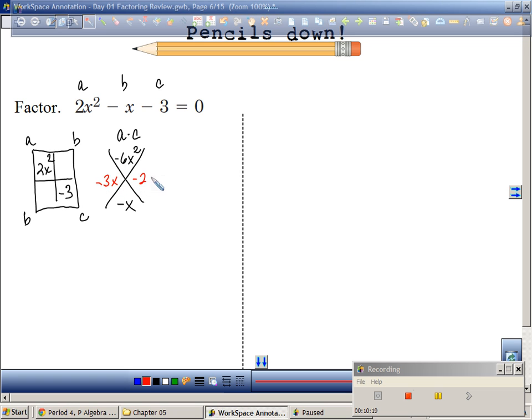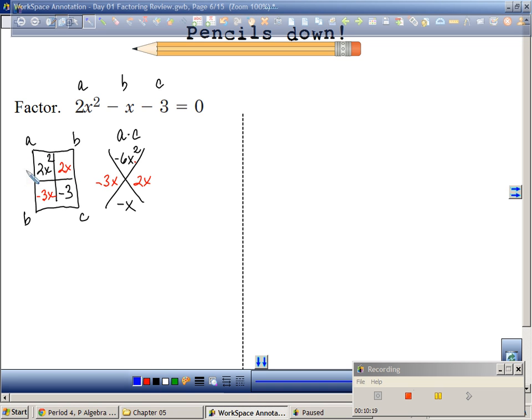-3x and -2x? That doesn't work. +2x, thank you. Because when I add them, I'll get a -x. It doesn't matter which box I put it in, but I should line it up with common factors, right? That -3x would probably be a lot easier if I put it right next to that 3, and the 2x with the 2.